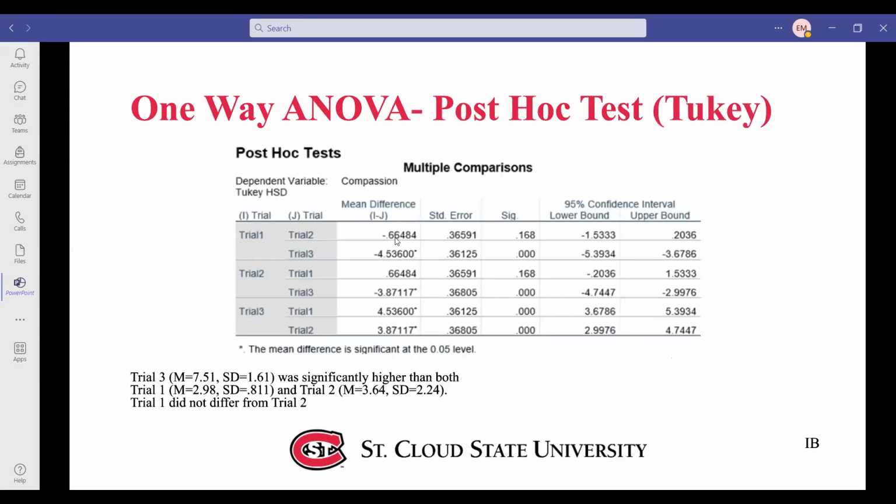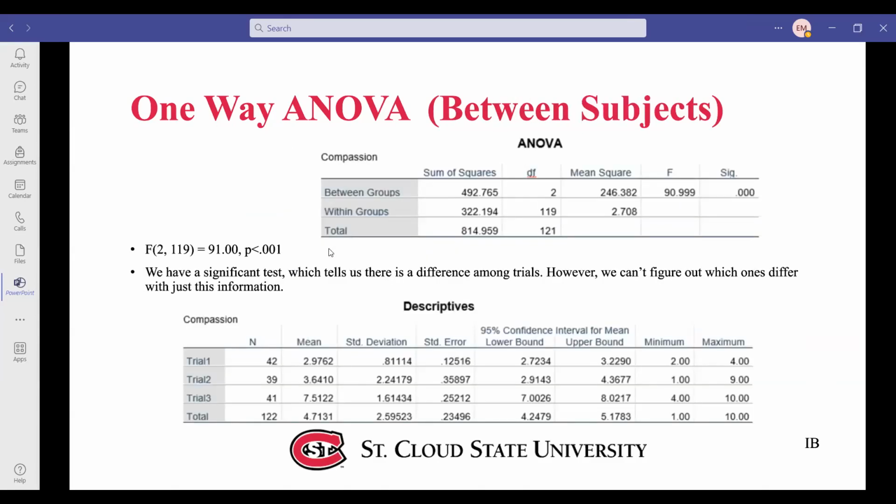Going back to the previous slide, up here you have the output of the ANOVA. You see the between groups value, the within groups value, and then the total. And all the way across this table, what we are interested in is the F statistic.